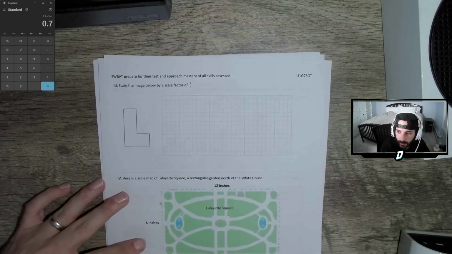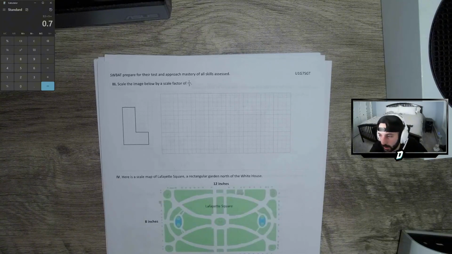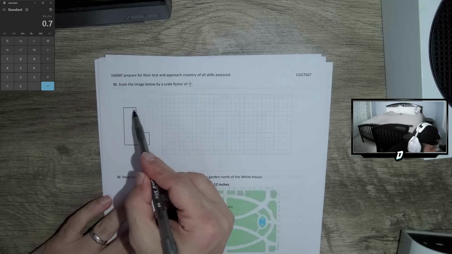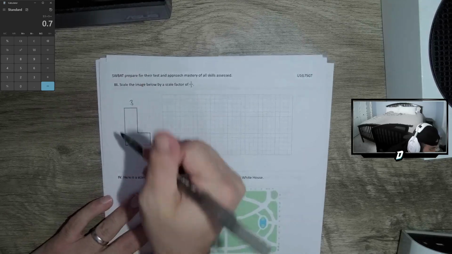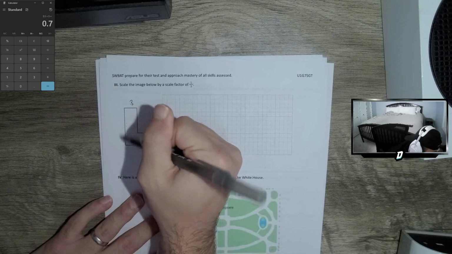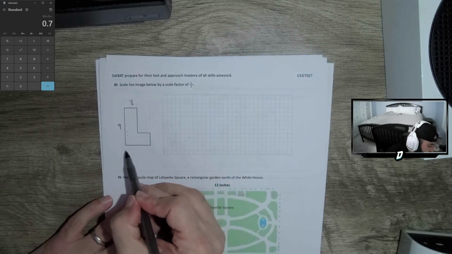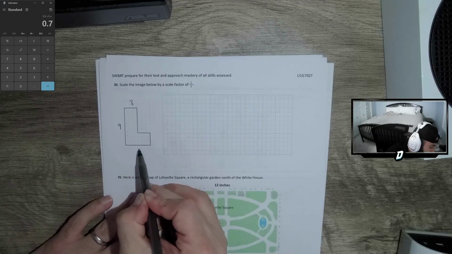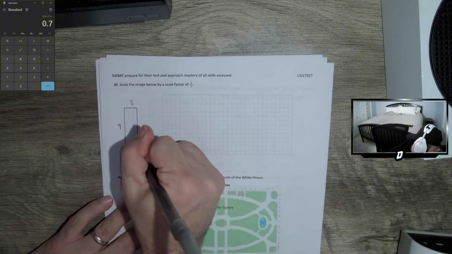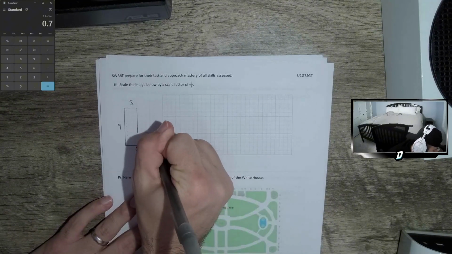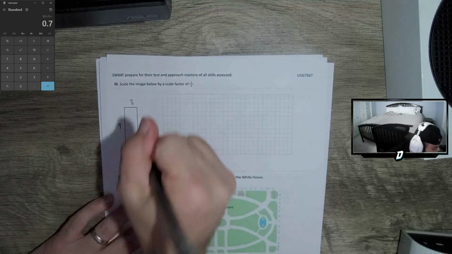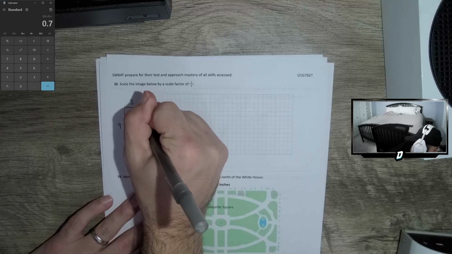So question 3 says, scale the image below by a scale factor of 1/3. If I count this, that's 1, 2, 3. Here I get 1, 2, 3, 4, 5, 6, 7, 8, 9. Then 1, 2, 3, 4, 5, 6. Then 1, 2, 3, and 1, 2, 3. Again, I'm just labeling the side lengths. 1, 2, 3, 4, 5, 6.